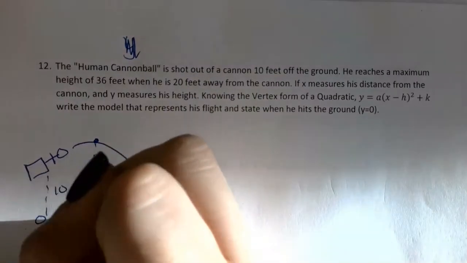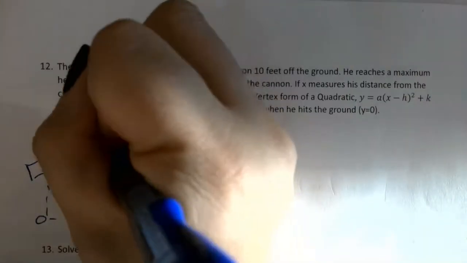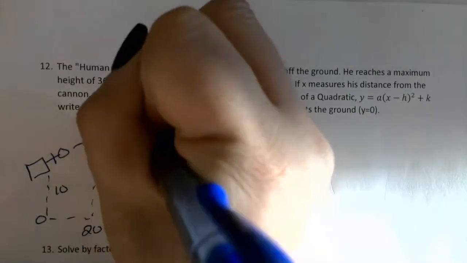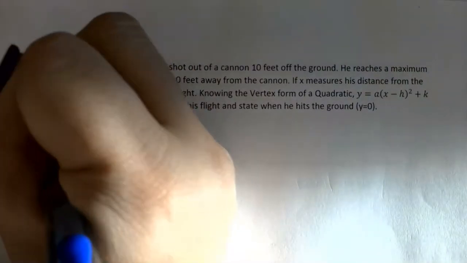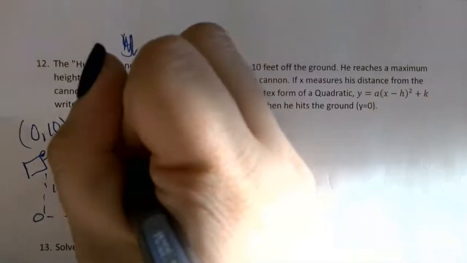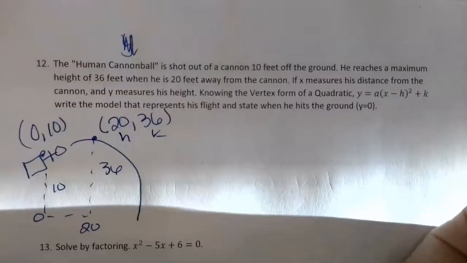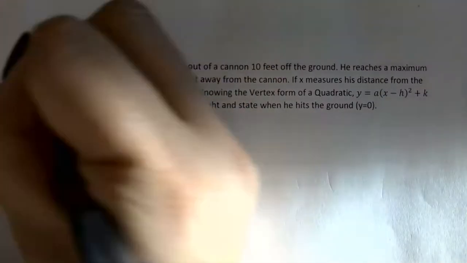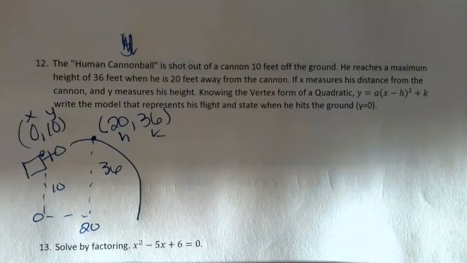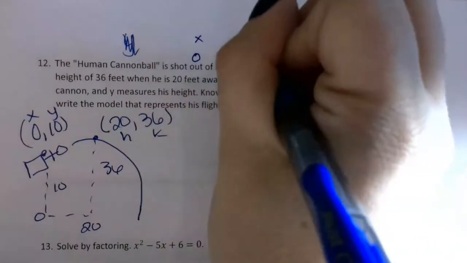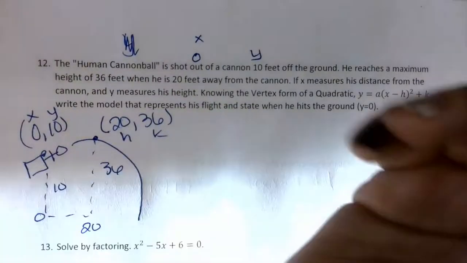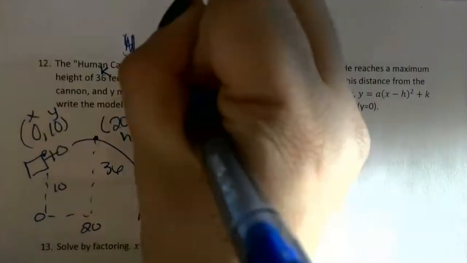And this is 20 feet over. So my coordinate point here is 20, 36. And where he starts is 0, 10. So this is my high point, H and K. Where he starts is my X and Y. Then another way I can think of this is shot out is 0, 10. That's my X and Y. And then for human cannonball, it's backwards, so this is K, H.